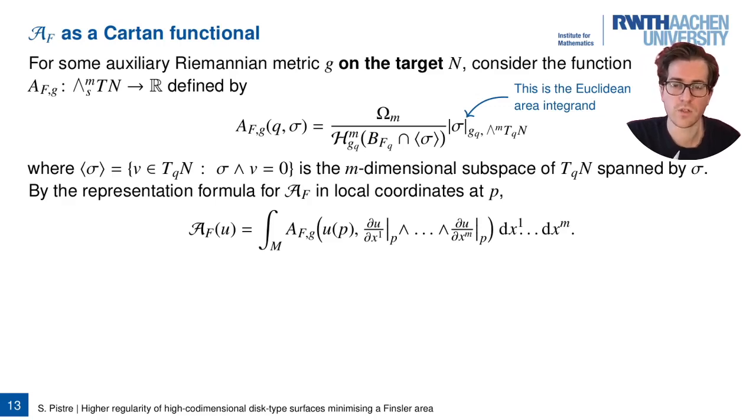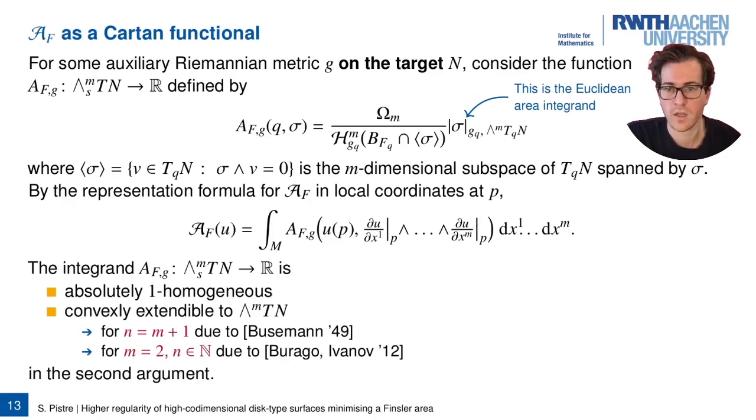Now, we wanted to show these properties. So here, let me show you some results which were already available. The first one you can already see from the definition. Actually, this integrand here is one homogeneous, because you have here only the norm, and if you scale the vector by some factor, then the norm will scale absolutely. And here you have this m-dimensional plane which doesn't change, which is invariant under scaling of the m vector. So it's absolutely one homogeneous.